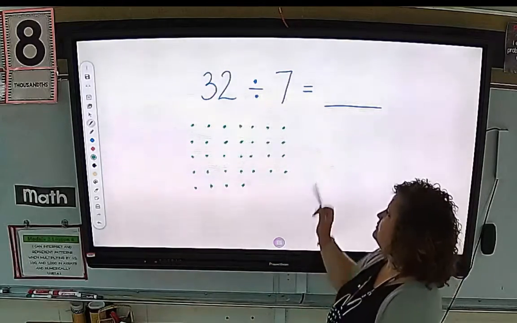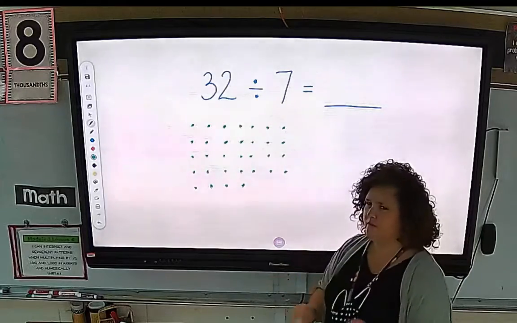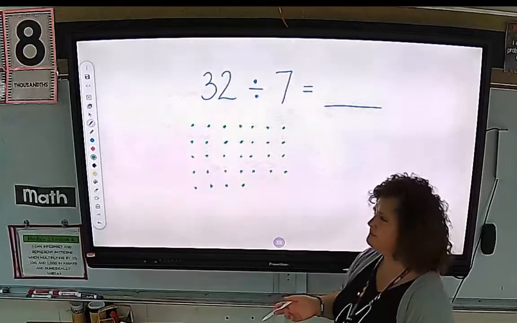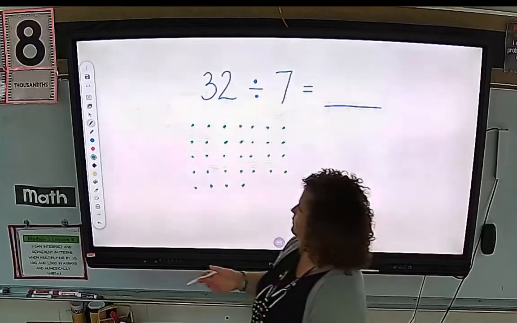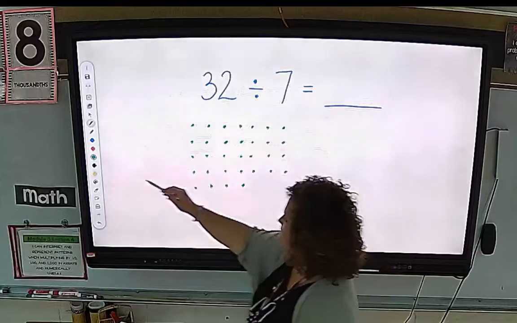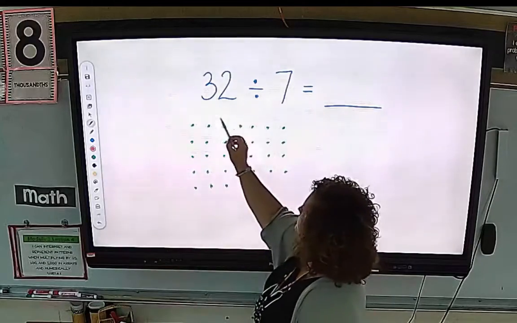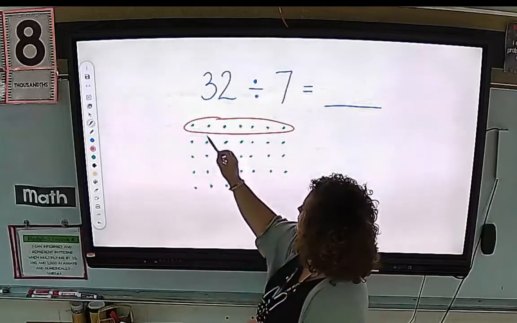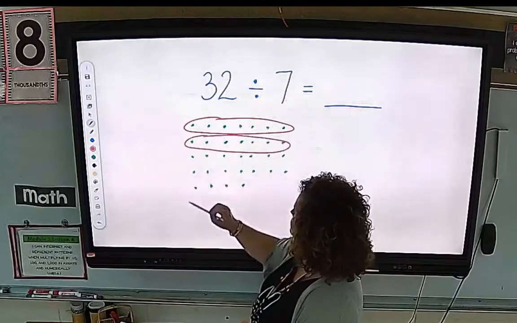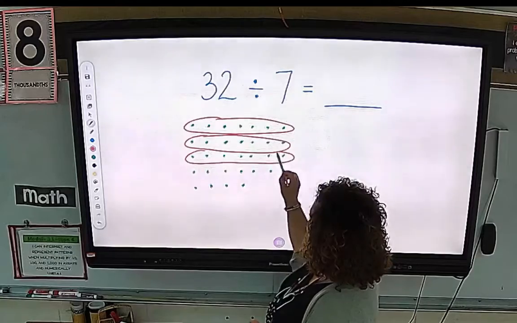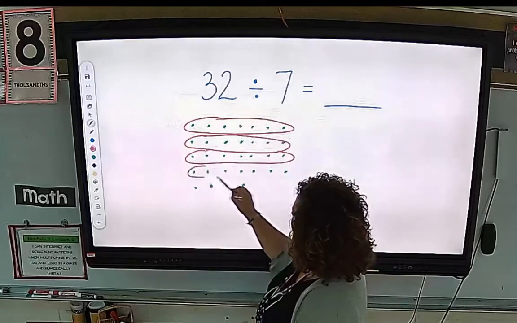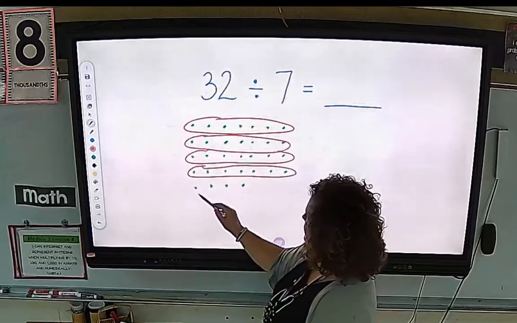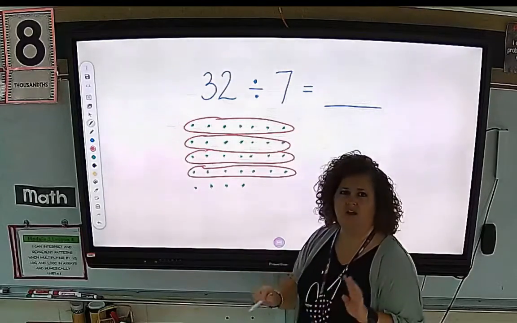And because I've already started putting them sort of in groups of 7, I'm starting to see something here that's a little different. So I know that I want to circle groups of 7. So I know I put 7 across there, so that's one group of 7. 2 groups of 7. 3 groups of 7. 4 groups of 7. And then I have 1, 2, 3, 4 left over.